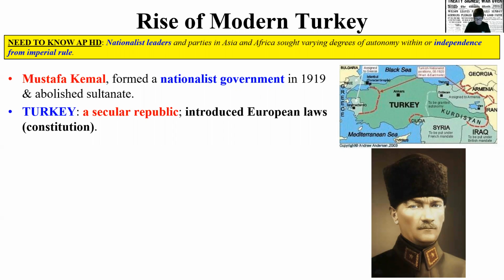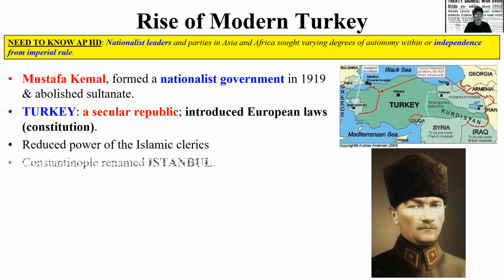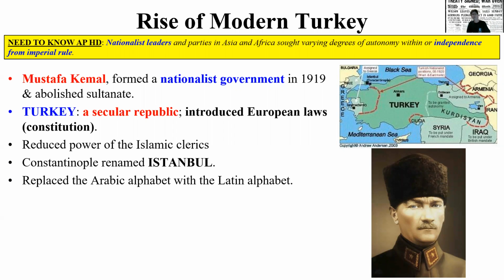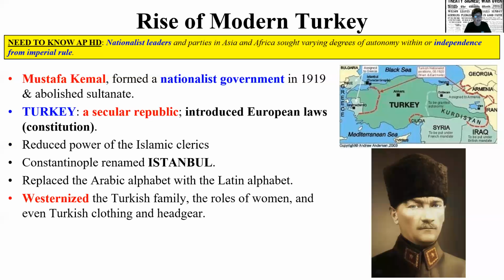It introduced European laws, had a written constitution. Remember, we talked about Tanzimat reforms in 1750 to 1900. He reduced the power of the Islamic clerics. Constantinople is renamed Istanbul. He replaced the Arabic alphabet with the Latin alphabet. He westernized the Turkish family, the roles of women, and even Turkish clothing and headgear. That's called a fez that he has on his head.